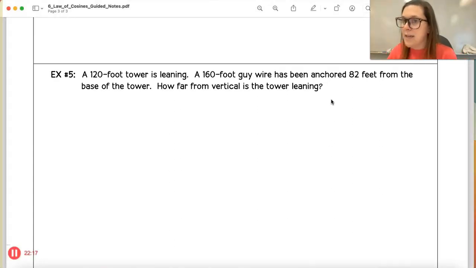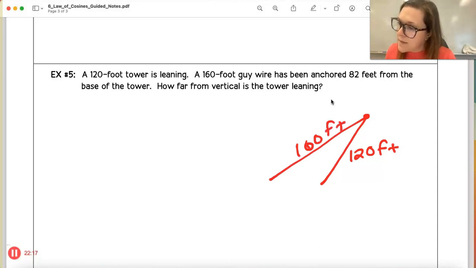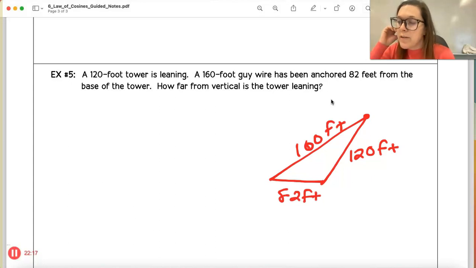How far from the vertical is the tower leaning? Okay, so let's get a picture of what's happening here. So we've got our guy wire. Okay, so here's my tower. My tower is leaning 120 feet. Here's my guy wire, stretching at 160 feet. And it says that the guy wire is anchored 82 feet away from the tower. And we want to know how far from vertical is the tower leaning.